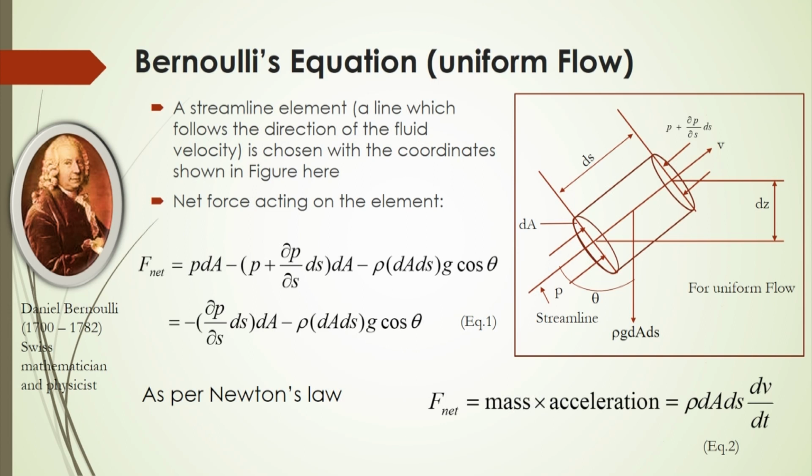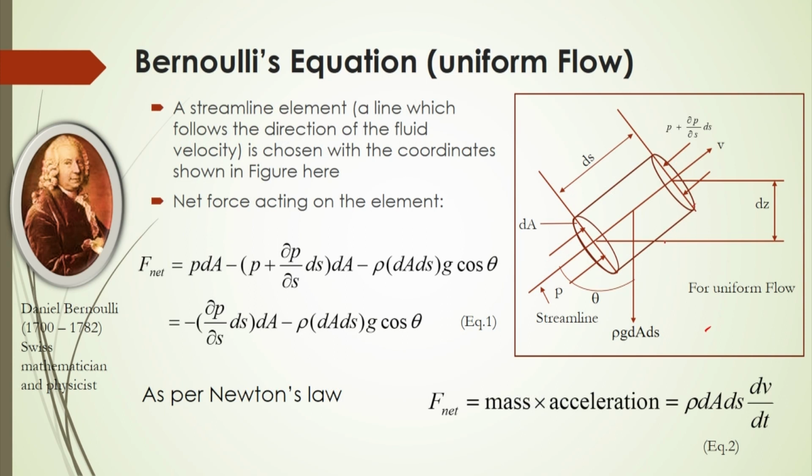So, Bernoulli's equation is applicable whenever fluid is flowing under uniform conditions. In this figure, consider a control volume of a fluid element, where the fluid is flowing at a velocity v. The streamline of this fluid element is in the direction of the fluid velocity, and it is chosen with the coordinates shown in the figure.